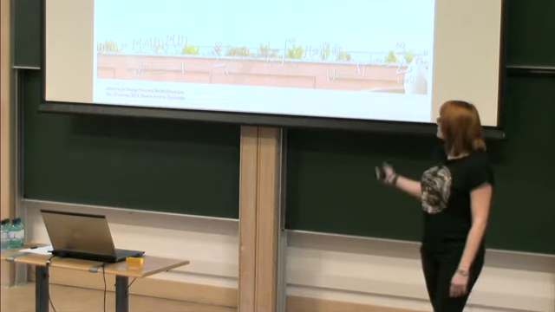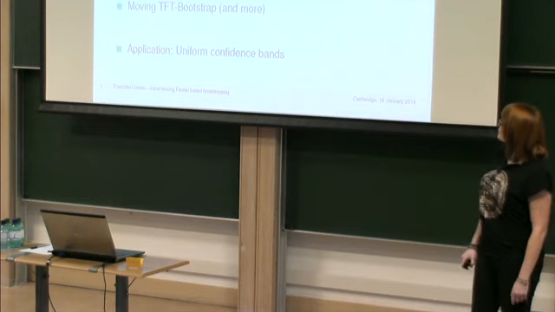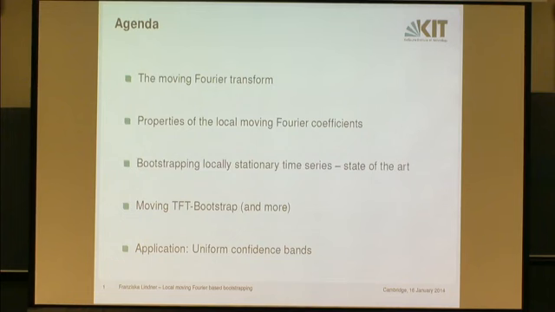First of all, we are going to look at the moving Fourier transformation. We'll then discover what properties those new coefficients have. Then, after looking at some existing bootstrap methods for locally stationary time series, I'm going to introduce you to our moving TFT bootstrap. This kind of bootstrap is also used to numerically efficiently construct not only pointwise, but uniform confidence bands. And I really hope that in the end of my talk, all of you share at least a little bit of my affection for this moving Fourier transformation.